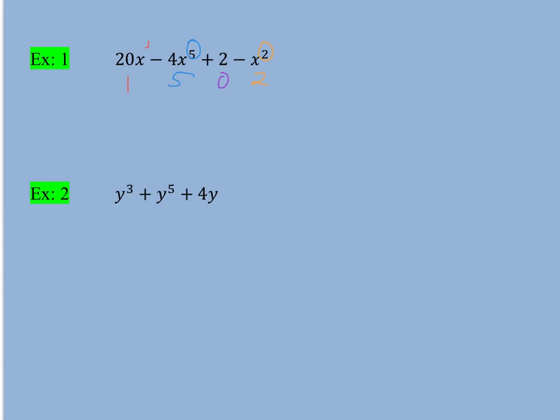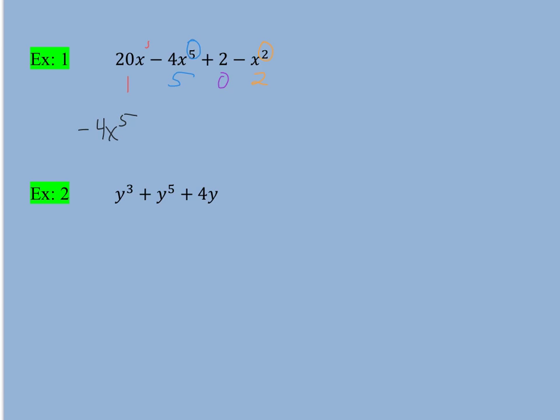So we're going to write these in terms of highest degree to lowest degree. And you have to keep the sign of that term with it. So this is the term of the highest degree. It has a sign, and that's not a subtraction sign. We're going to think of that as a negative sign. So that negative has to stay with the 4x to the fifth. So we have a negative 4x to the fifth.